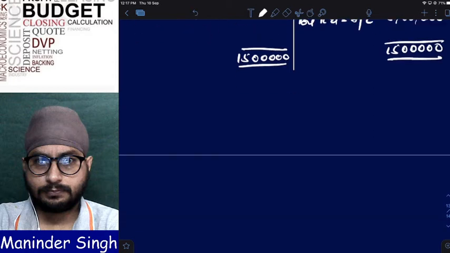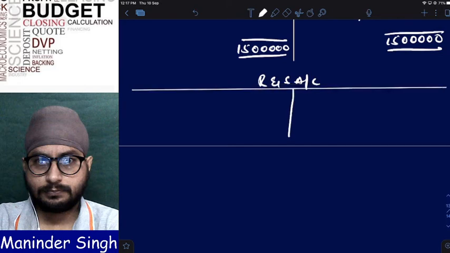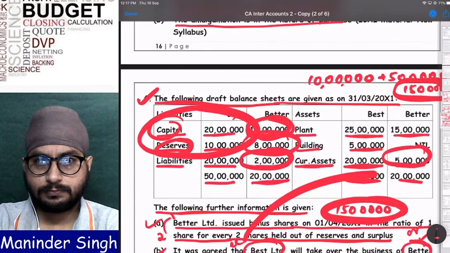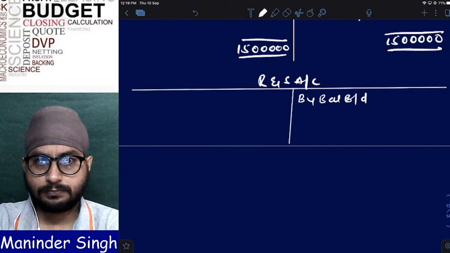Next, we have reserves and surplus, right? Reserves and surplus account. Again, reserves and surplus will have which balance? Credit balance. By balance brought down. How much is the balance in reserves and surplus? 8 lakhs. Clear? 8 lakhs.